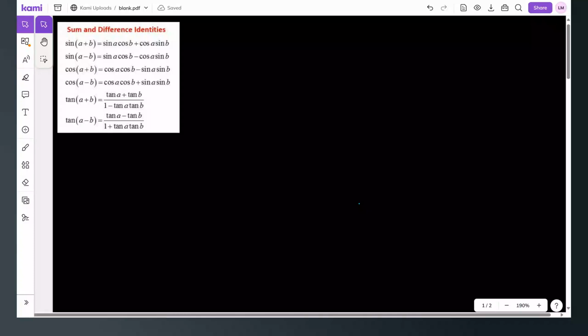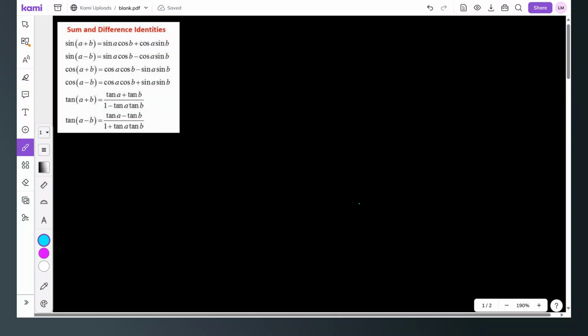Okay, we're going to talk about sum and difference identities, and we use these when we have an angle that's given to us that is not on the unit circle, so not a 30, 45, or 60 degree reference angle, but can be split into two of those. We can use two of them to add or subtract to obtain the angle that we're looking for. So these are the sum and difference identities. Let's say that they ask us for sine of 195 degrees.